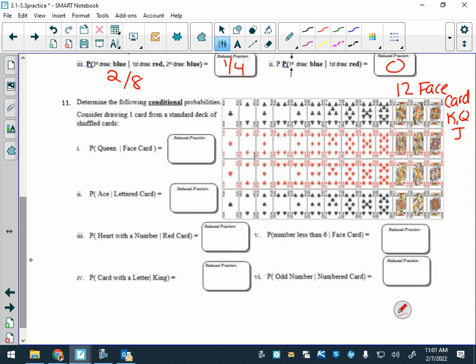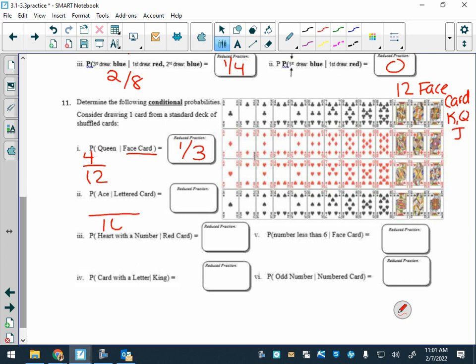So now, probability of drawing a queen given you're taking it out of face cards. So how many face cards do we have? 12. Out of those 12, how many of them are queen? 4. This is 1/3. Okay? So this notation actually sets up what you're looking for. Probability of drawing an ace. Okay, so these are your aces out of lettered cards. So how many lettered cards are there?